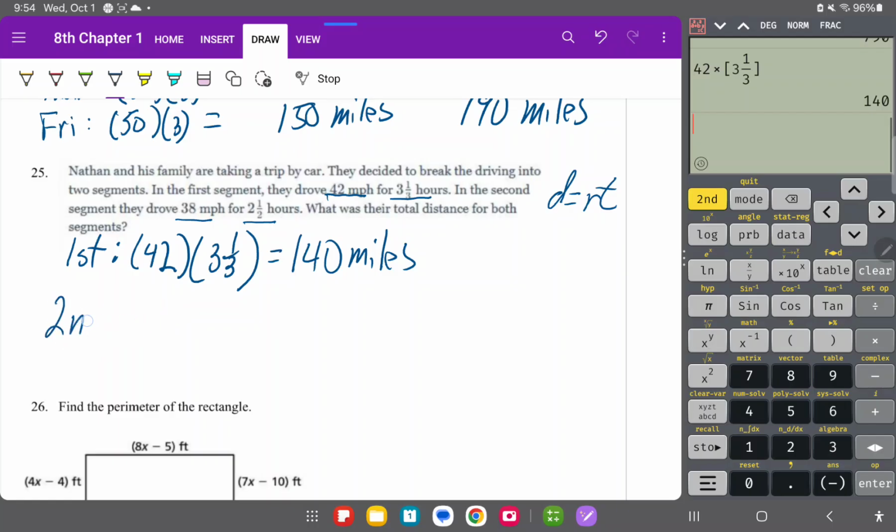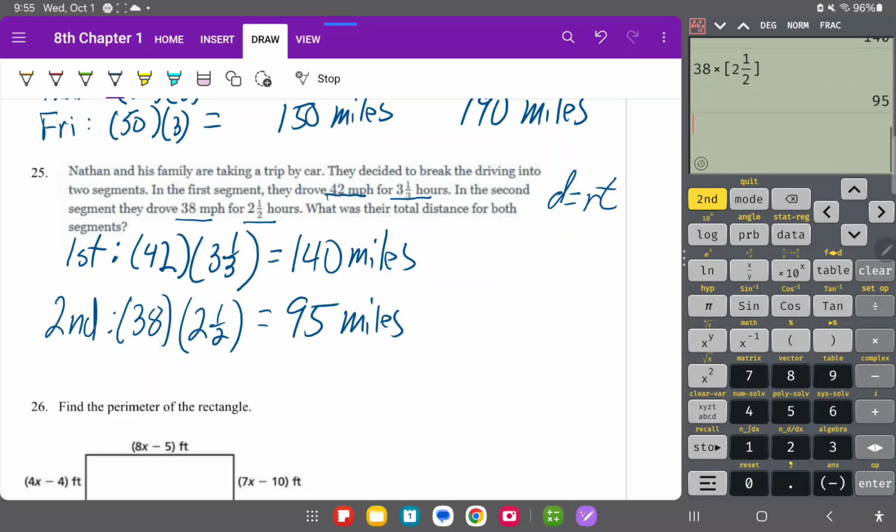And then the second leg of the trip, 38 miles per hour times 2.5 hours. Okay, so I'm going to do that again. 38 times, and then I need my fraction button, but I have to do the mixed number. So I'm going to hit the second function, hit that button. Notice how I get these 3 little boxes. So it's 2.5, 2 and 1/2, like that. So that's going to give me 95 miles. So then what's the total distance?